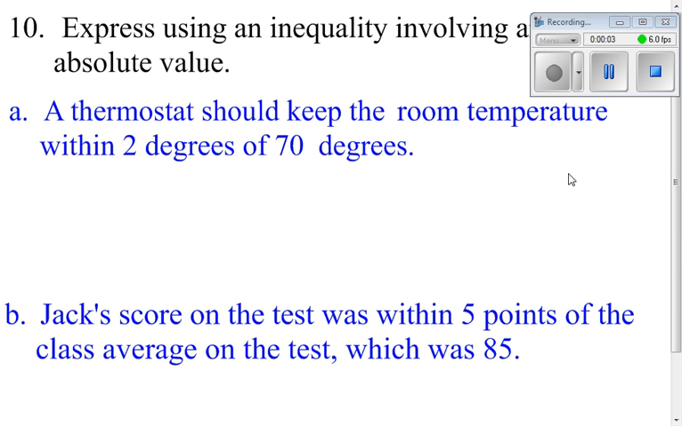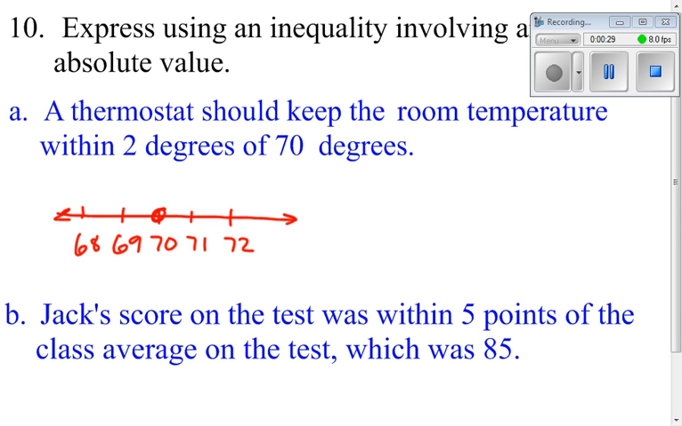Alright, in this lesson we are going to be writing our own inequalities from a given situation. So in this first one, a thermostat should keep the room temperature within 2 degrees of 70. Okay? If you think about that on a number line, let's say this is 70 degrees right here. This is 71, this is 72, 69, 68. Within 2 degrees of 70.